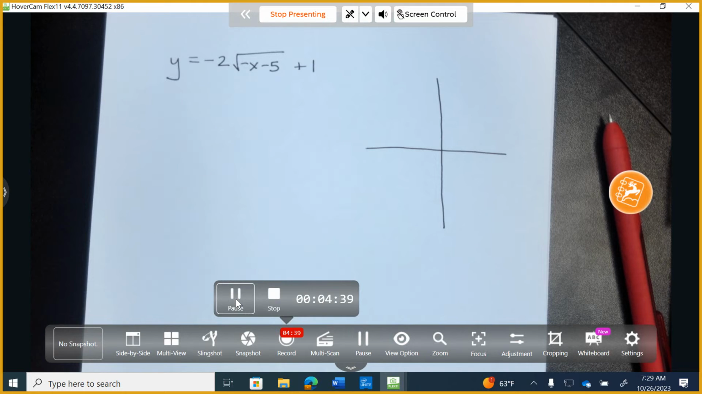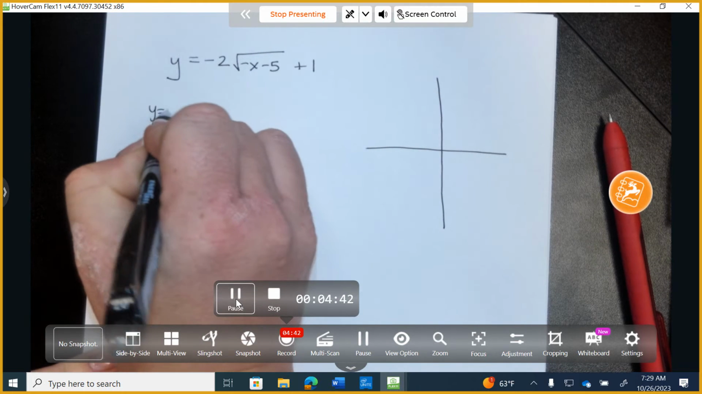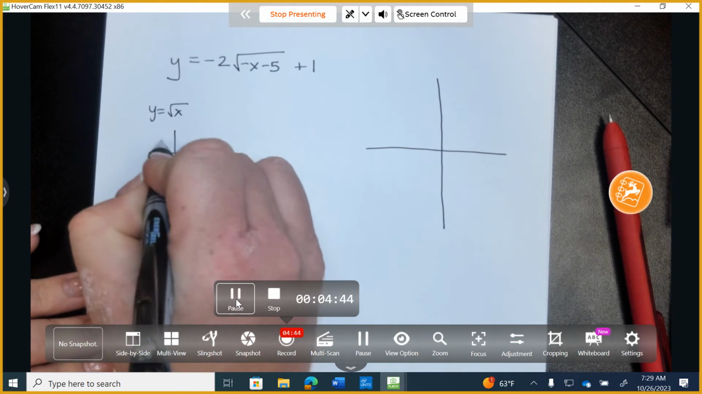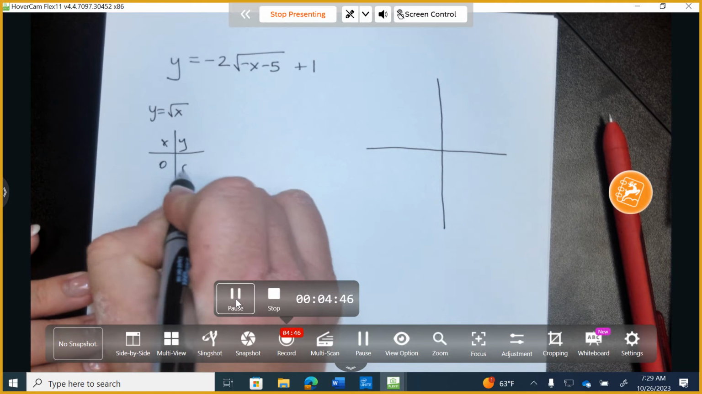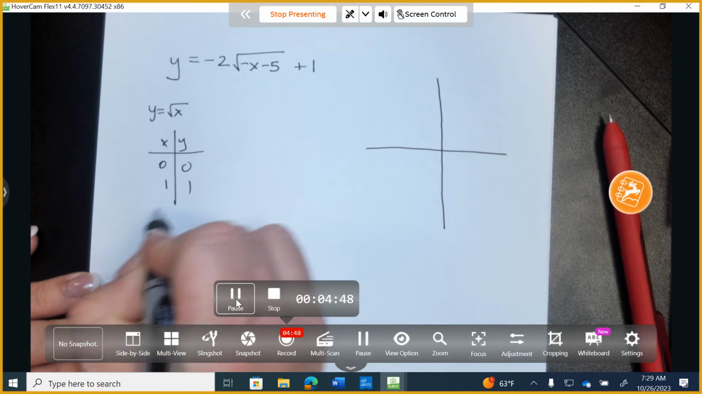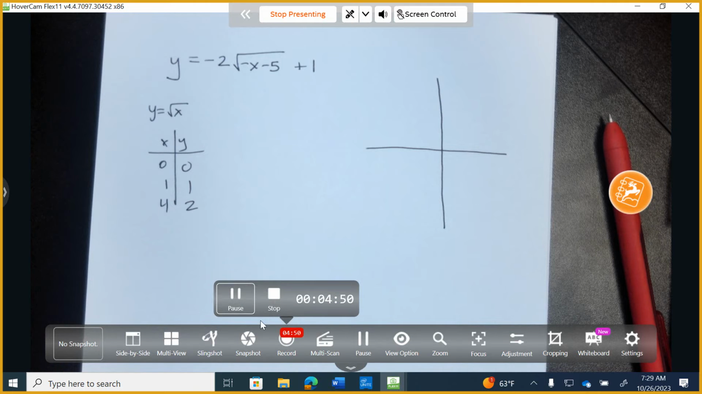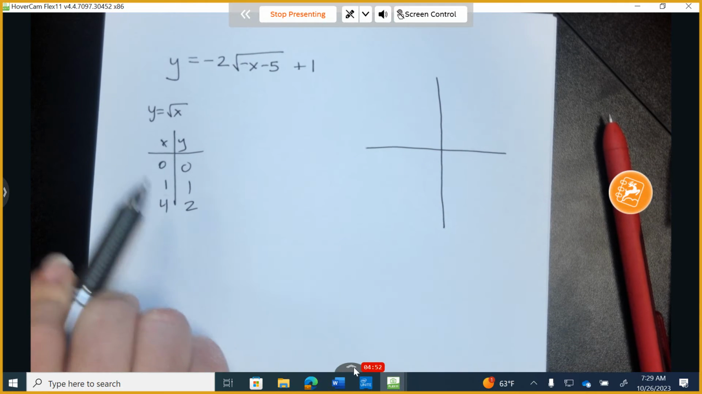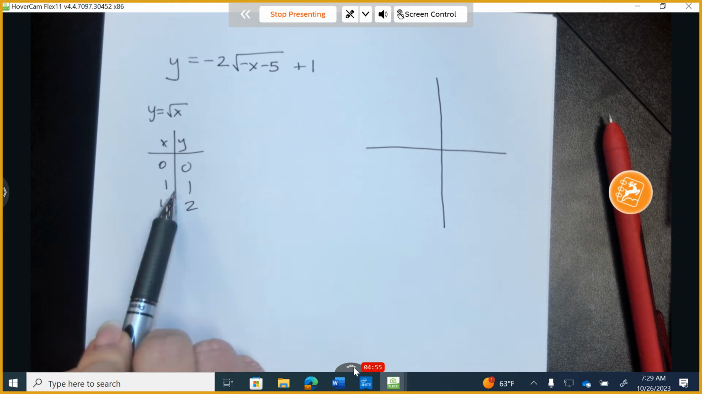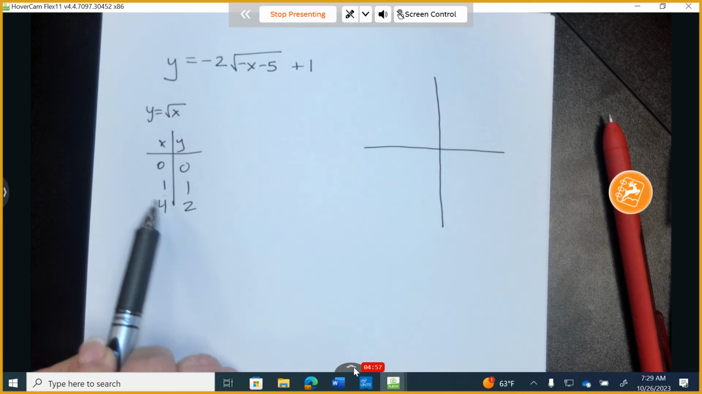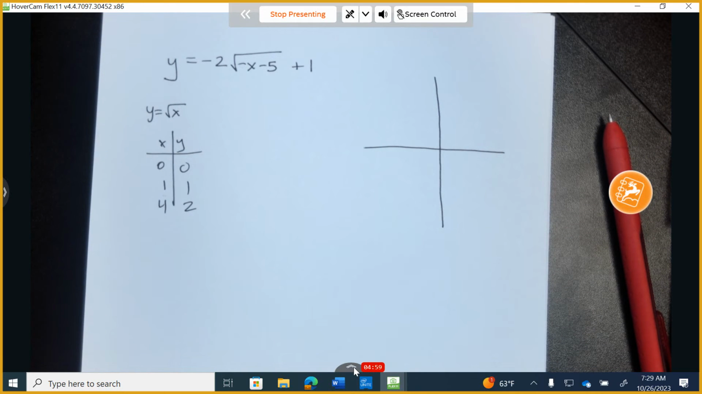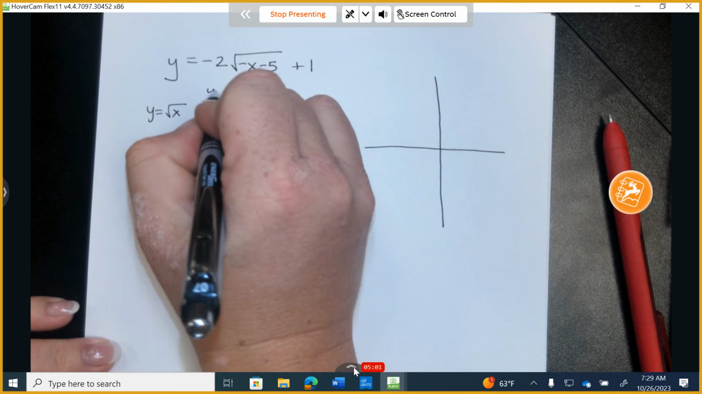First thing I would do for this particular problem is identify the parent function. This is the parent function. And I know for this parent function, when I input 0, I get 0. Input 1, I get 1. Input 4, I get 2. Now, could I also input values like 2, 3? Sure, but I'd get irrational outputs, and I want to graph nice integer values.